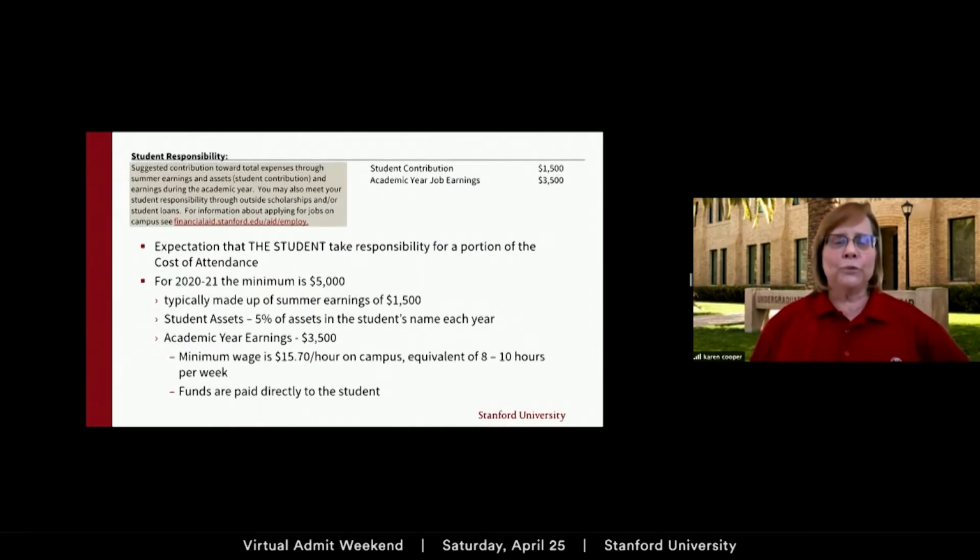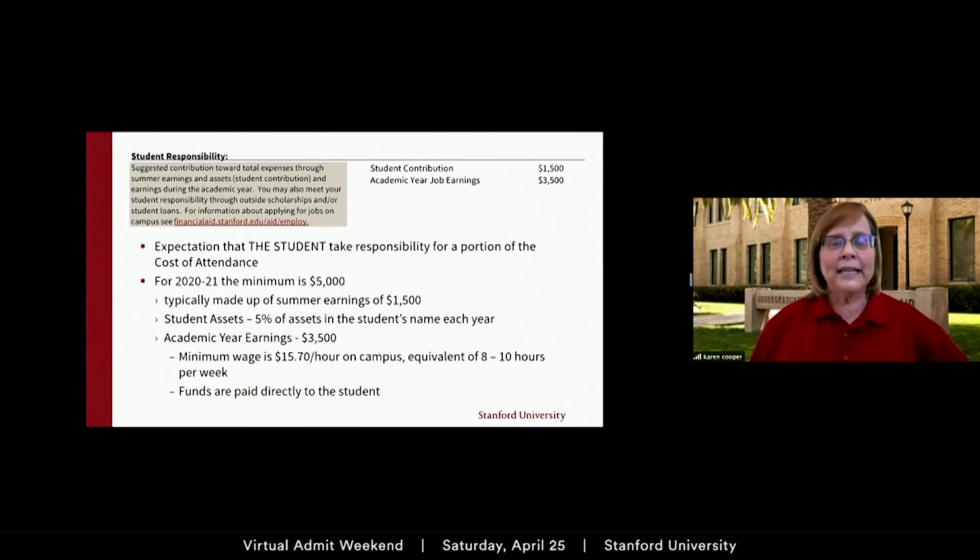Let's talk about the student responsibility. We also expect students to take on responsibility for a portion of the cost of attendance. In a typical year, the amount is $5,000: $1,500 from summer earnings, $3,500 from work during the academic year, plus 5% of assets reported in the student's name. As we were just discussing, this is not a typical year.